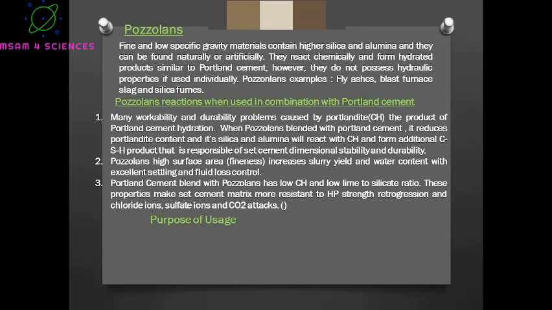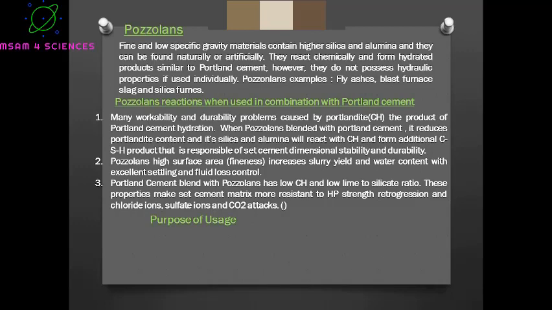Pozzolans have high surface area or very fine products, so they will increase the yield of slurry and allow more water to be added to the system with excellent settling and fluid loss control. So this will contribute to final set cement mechanical properties. Portland cement blended with pozzolans has low Portlandite and low lime to silicate ratio. These properties make set cement matrix more resistant to high pressure strength retrogression phenomena and chloride ions, sulfate ions, and carbon dioxide attacks. So let's explain the phenomenon of strength retrogression.